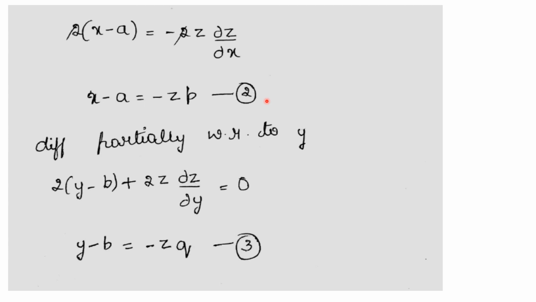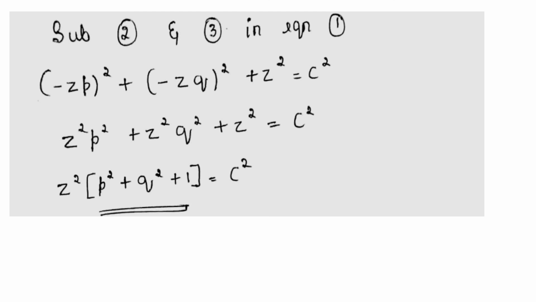Next, let me differentiate it partially with respect to y. So what is the partial differentiation of equation 1 with respect to y? X minus a the whole square with respect to y will be 0. So y minus b the whole square with respect to y is 2 into y minus b, into differentiation of y minus b, which is 1, so we don't write it here. Plus the differentiation of z square is 2z into dou z by dou y equal to 0. Once again take this entire term to the RHS. So you get 2 into y minus b is equal to minus 2z into dou z by dou y. 2 will get cancelled on both the sides. So you get y minus b is equal to minus zq, that is equation 3.